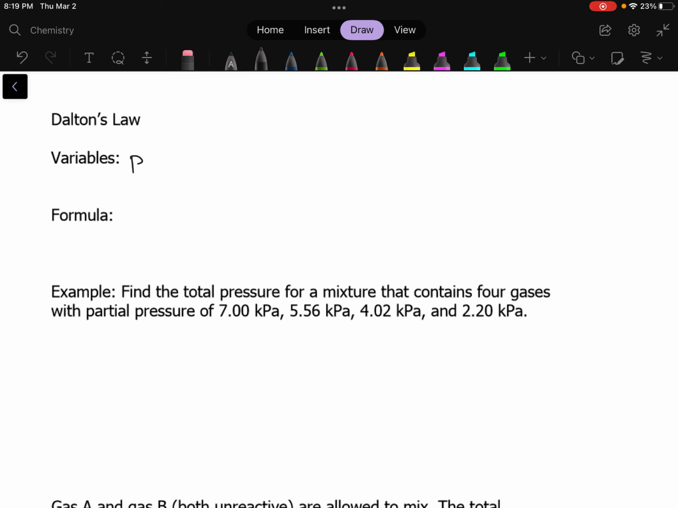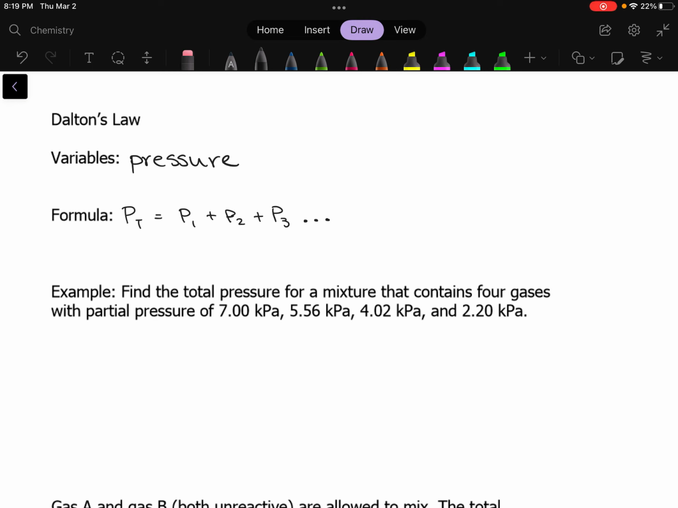So again, the only variable for Dalton's law is pressure. That's all we're looking at. And the formula is PT for total pressure, and that's the first pressure plus the second pressure plus the third pressure. And that could go on forever, depending on how many gases you have.